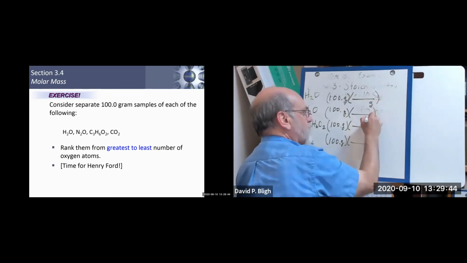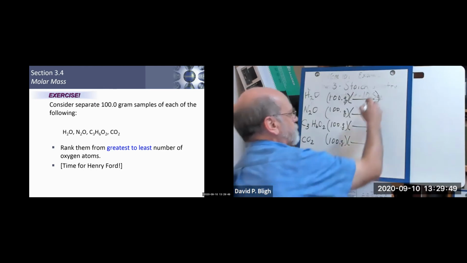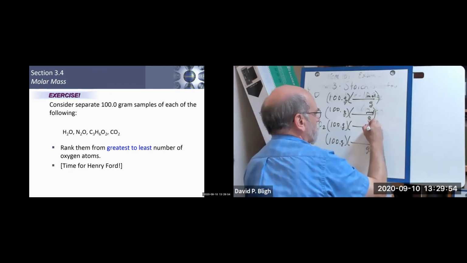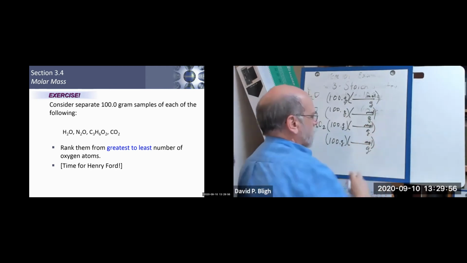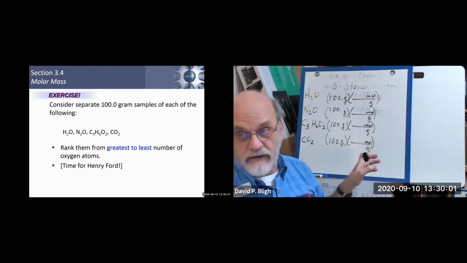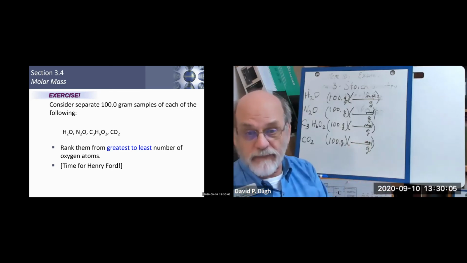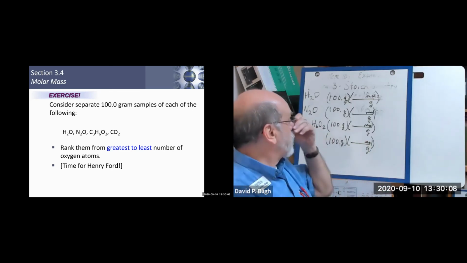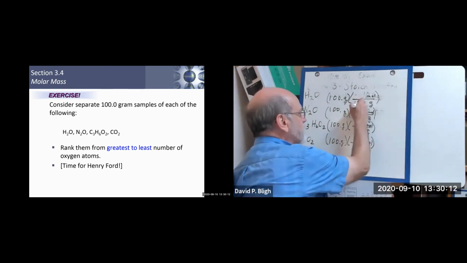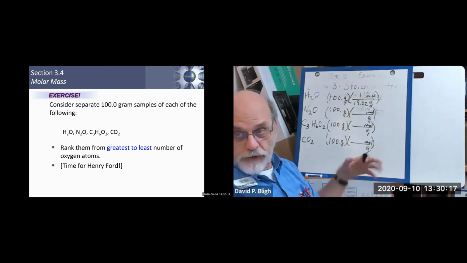We've got to cancel the grams, okay, and leave us with moles. So are the grams going to be the same for each one? The answer is no. We're going to have a different number of grams for each one because they're different compounds. So how about water? We did that one a couple of slides ago. Water is 18.02 grams per mole. That'll give us moles of water.